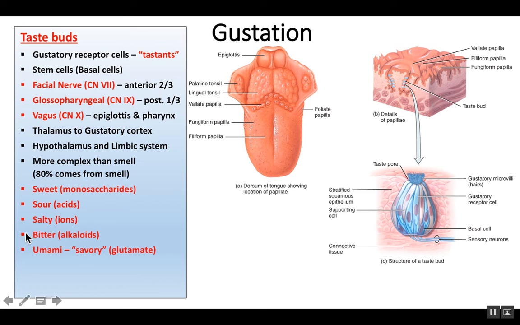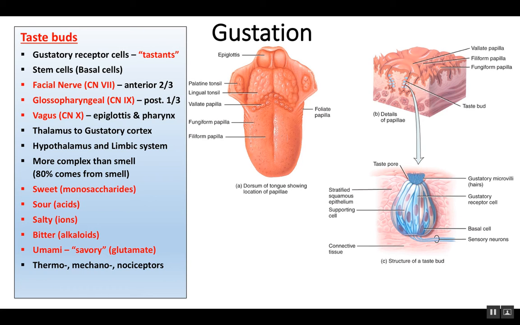It specifically was named umami. Umami is a Chinese word for savory. You may have heard of MSG. MSG stands for monosodium glutamate. Once this savory flavor was identified, companies developed synthetic glutamate, MSG, and added it to food as a flavor enhancement.